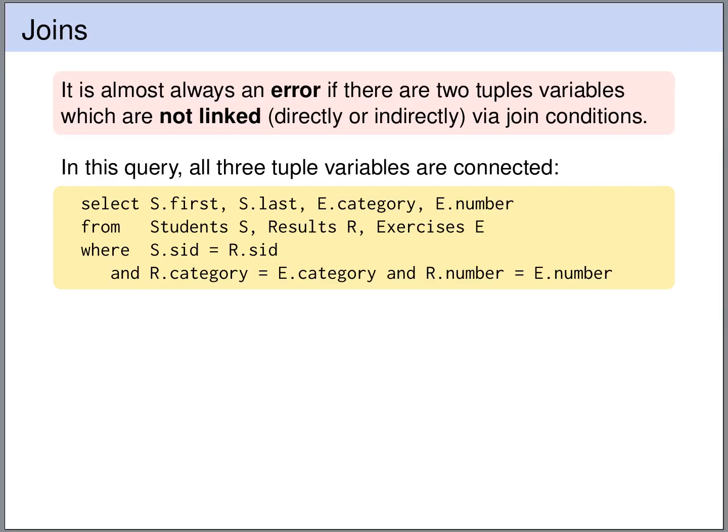As a general rule of thumb, one can say that it's almost always a mistake if you have 2 tuple variables that are not linked via a join condition, and this link is allowed to be direct or indirect. Let's have a look at an example.